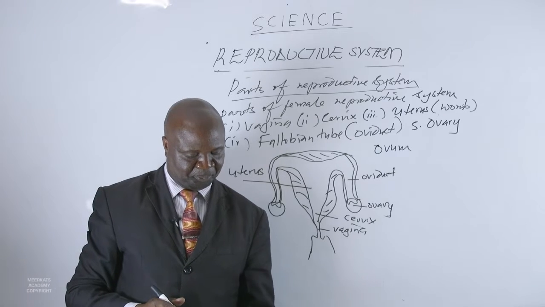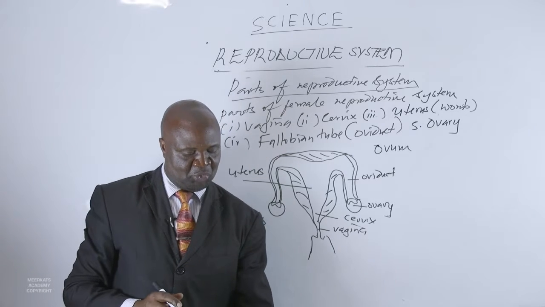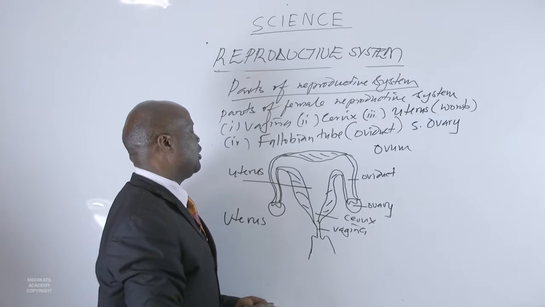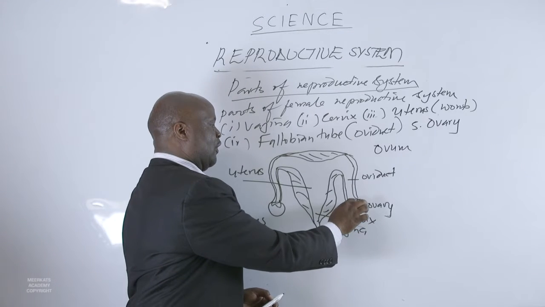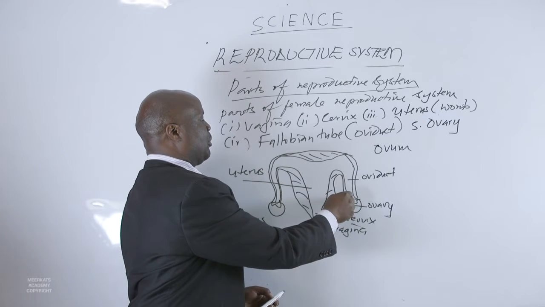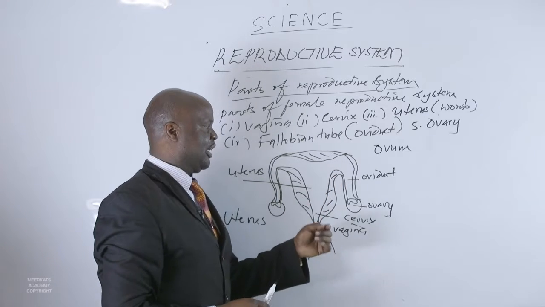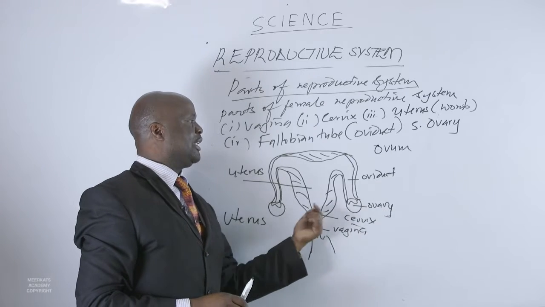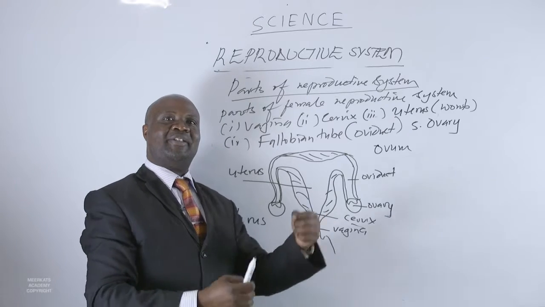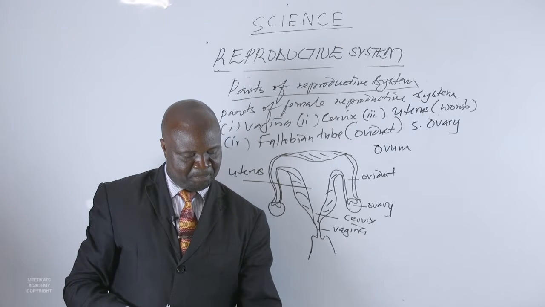At the same time, it is a passage for the ripe or mature ovum that travels from the ovary to the uterus during a process called ovulation. The mature ovum travels from here, all along here, during ovulation. Each ovary within 28 days is capable of producing an ovum, and they do it interchangeably.